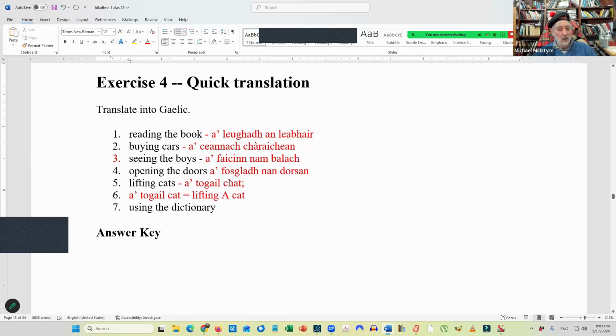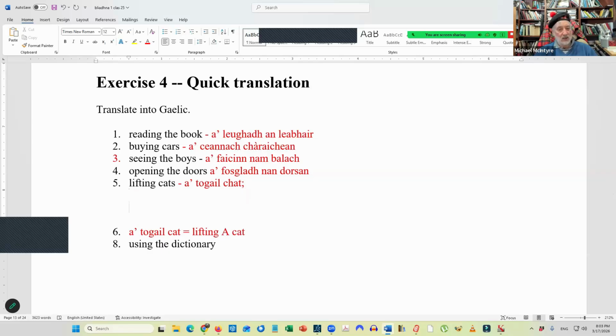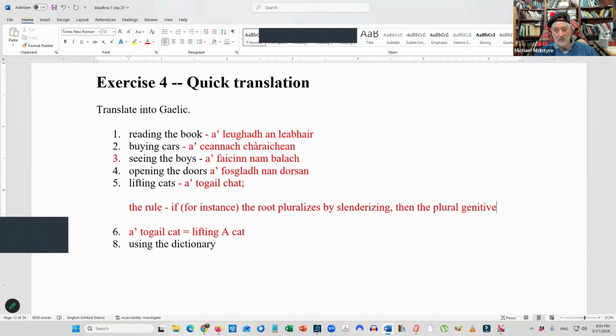So this is the form of the rule. If, for instance, the root pluralizes by slenderizing, then the plural genitive goes back to the singular root. But for the plural, it's lenited.